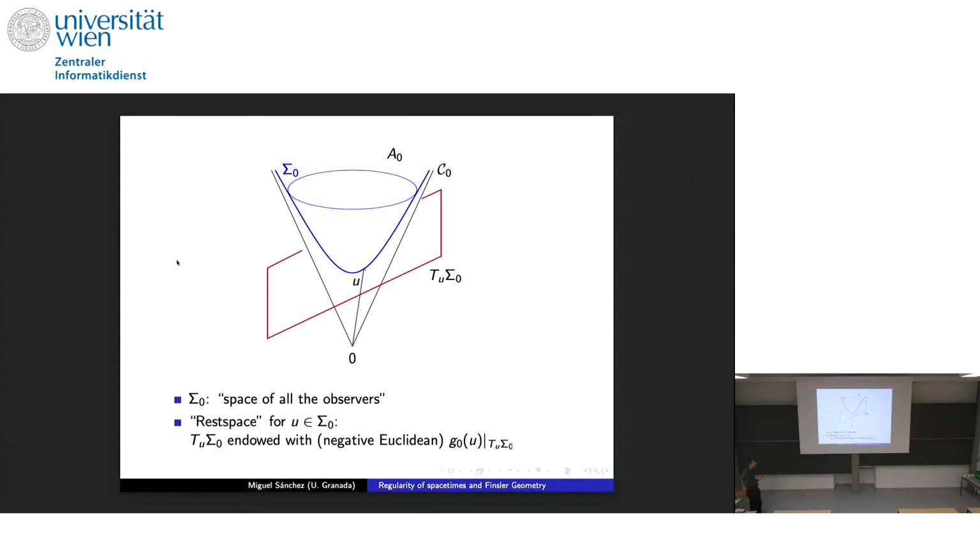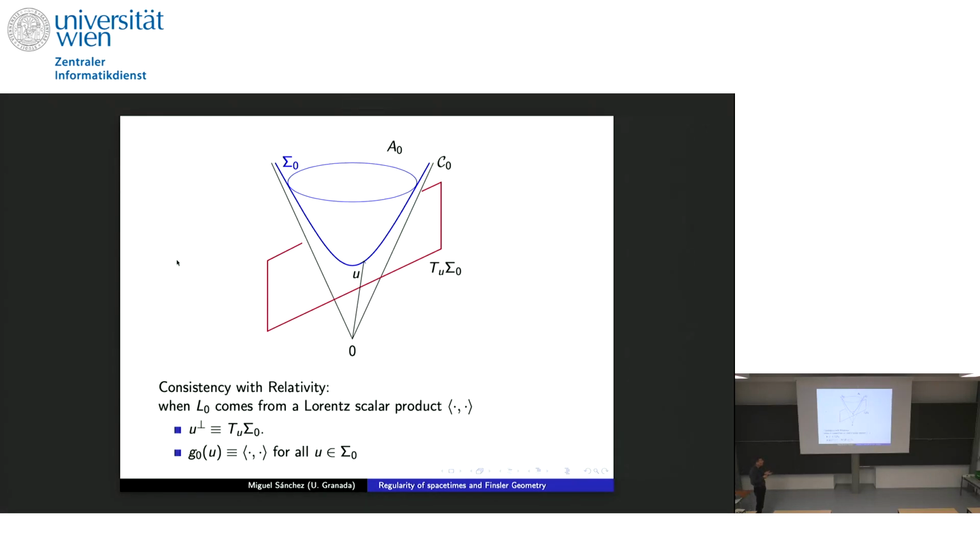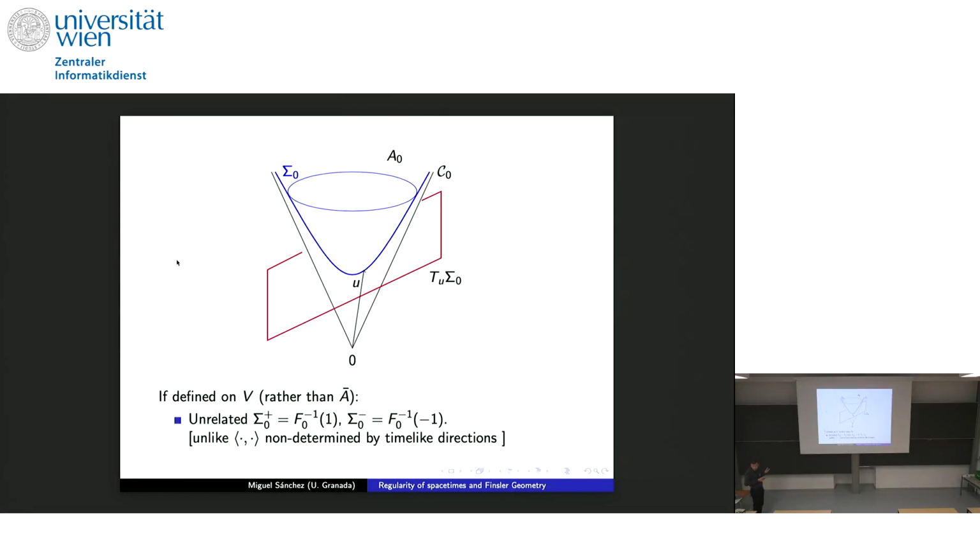This hyperboloid can be interpreted as the space of the observers. If we consider one of them, the tangent space to this indicatrix would be a space that ends up with a negative definite Euclidean product. This is consistent with what happens in relativity and Lorentzian scalar products, where the orthogonal hyperplane to a vector can also be identified with this tangent space. But in the case of Lorentzian scalar products, one has the scalar product defined on all the vectors of the vector space.